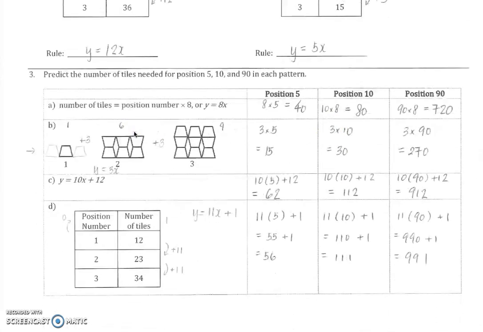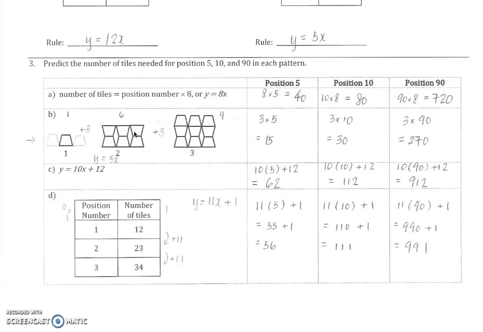Question 3. Predict the number of tiles needed for position 5, 10, and 90 in each pattern. It will be convenient if we know the pattern rule. So question A. Number of tiles equals position number times 8, or y equals 8x. For position 5, the number of tiles will be 8 times 5, 40. Position 10 will be 8 times 10, 80. Position 90 will be 8 times 90, 720.